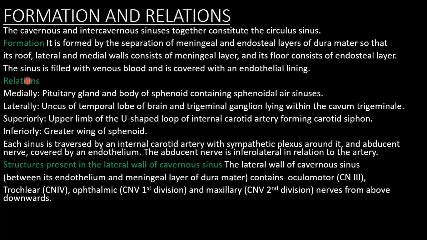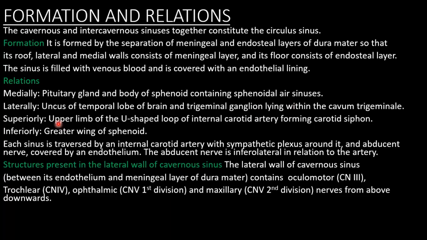Now, what are some relations of the cavernous sinus? Medial to the cavernous sinus, you have the pituitary gland and the body of the sphenoid bone containing the sphenoidal air sinuses. Okay, lateral to the cavernous sinus, you have the uncus of the temporal lobe of the brain. You also have the trigeminal ganglion lying in the cavum trigeminale. Cavum trigeminale is also known as Meckel's cave. Okay, but this lies in the posterior part of the cavernous sinus. It is posterolateral.